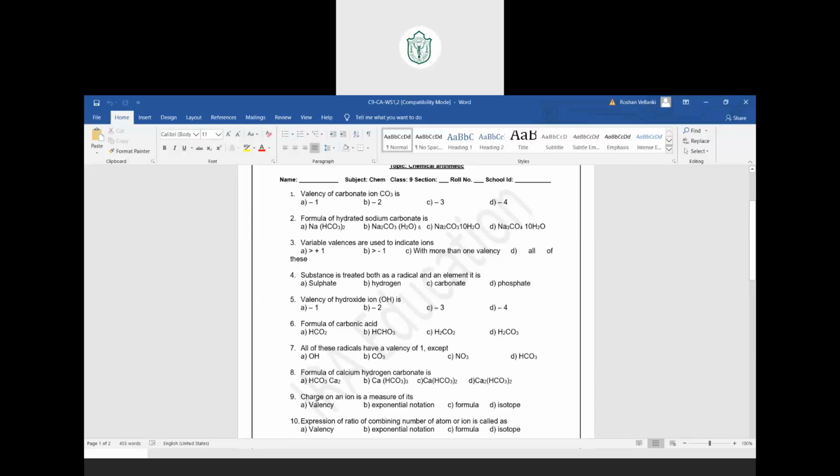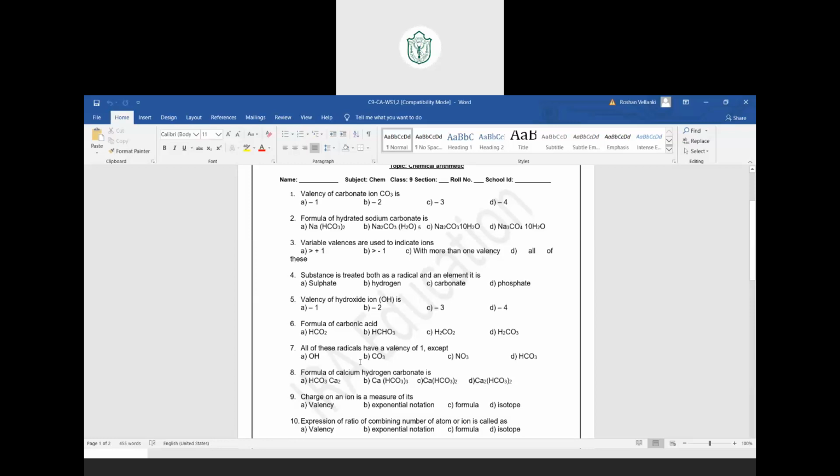Question number 8. Formula of calcium hydrogen carbonate is option C, Ca(HCO3)2. Why? Because calcium is a divalent metal and bicarbonate is a monovalent negative radical. They combine in a 1 to 2 ratio, so CaHCO3 is taken twice. Next.